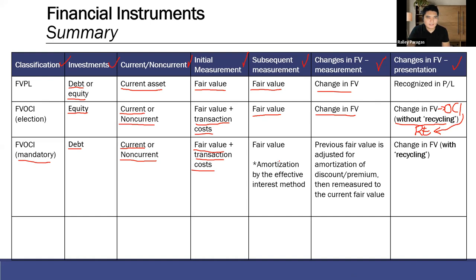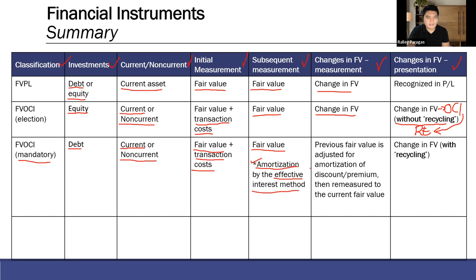Subsequently, yung fair value measurement mo would also apply to FVOCI. Pero as a footnote here, just remember, kapag FVOCI na debt ka, you should also adjust the previous carrying amount, okay, by the amortization using the effective interest method. So FVOCI is actually a combination of sort of the amortized cost as well as fair valuation. So ina-amortize mo pa rin yung discounts and premiums mo using the effective interest method. Take note, effective interest method. And then eventually, nire-reprice mo to the fair value.